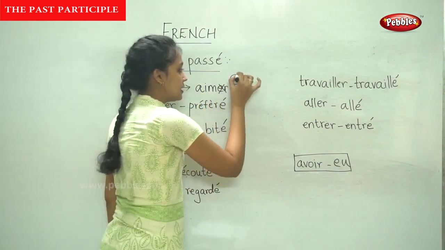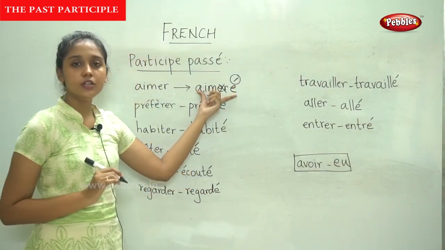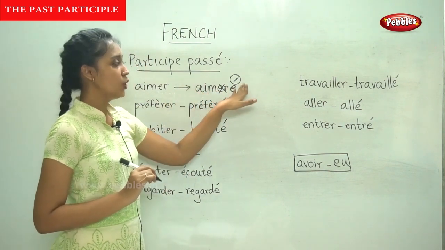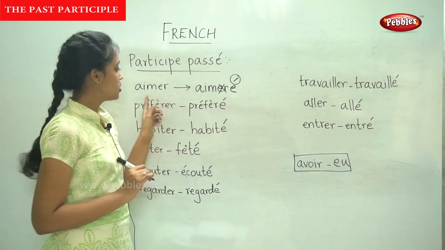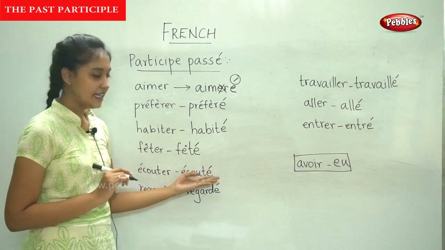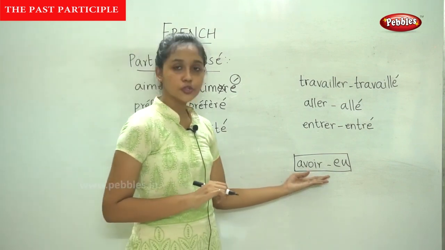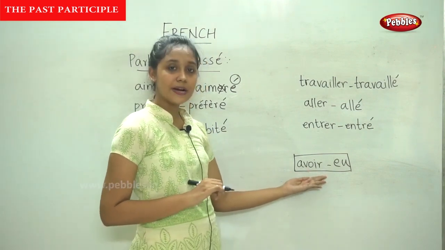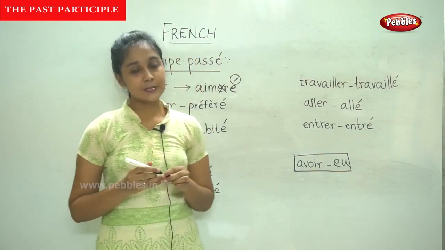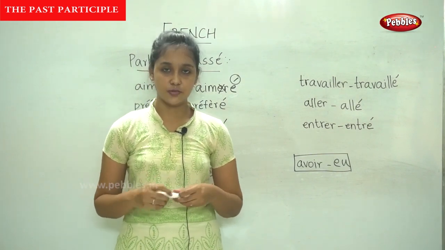Now, this is very important. If you do not add this accent, it just becomes the normal conjugated form. So to show that it is in the past participle, we add this accent. For all the ER verbs, it's the same. We add E acute accent in place of ER. And I told you to remember that for avoir, the past participle is EU. So now you know how to write the past participle for ER verbs. I will show you how to write it for the other verbs as well.